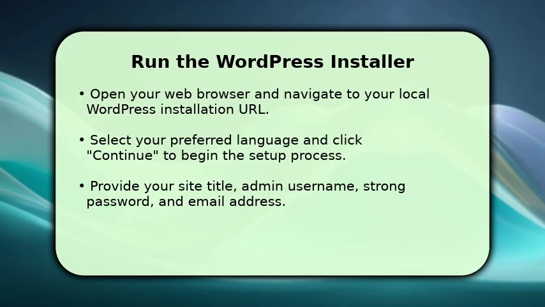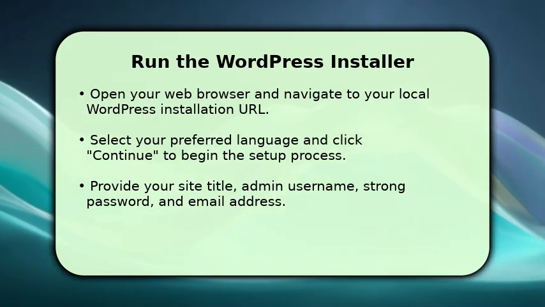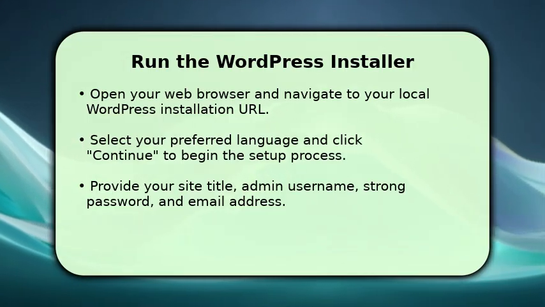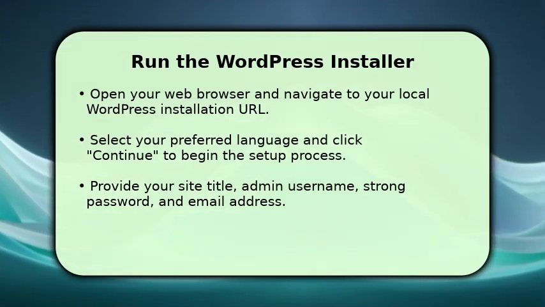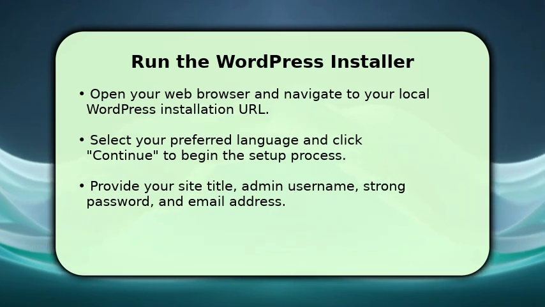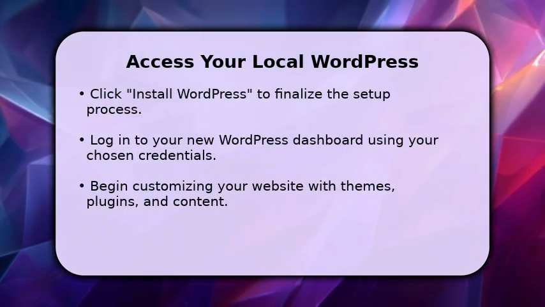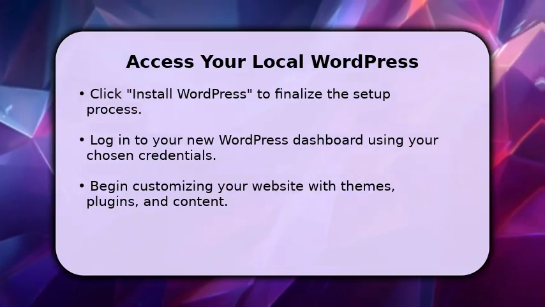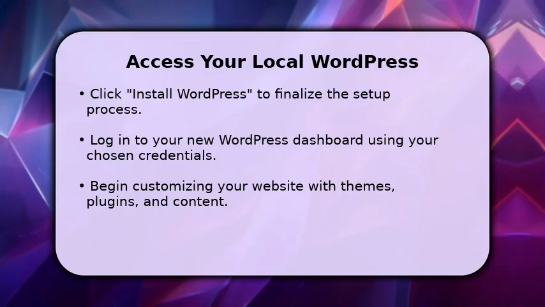On the next screen, you will be prompted to enter essential site details: your site title, a secure admin username, a strong password, and your email address. Fill these out carefully. After filling in all the details, click the Install WordPress button to complete the installation. Once successful, you will see a confirmation message.